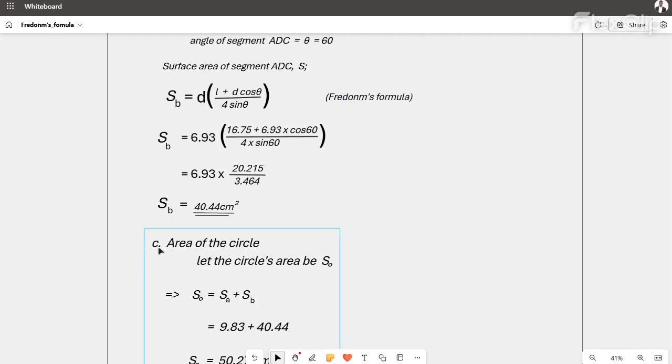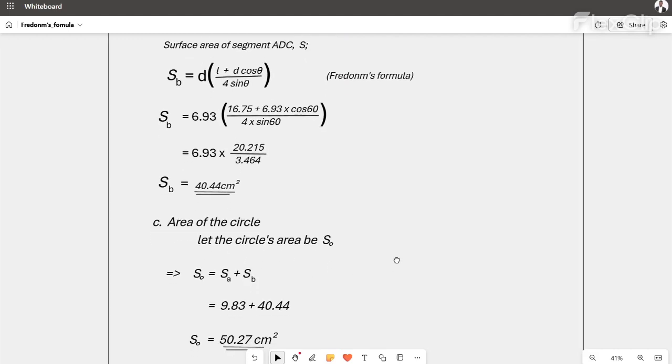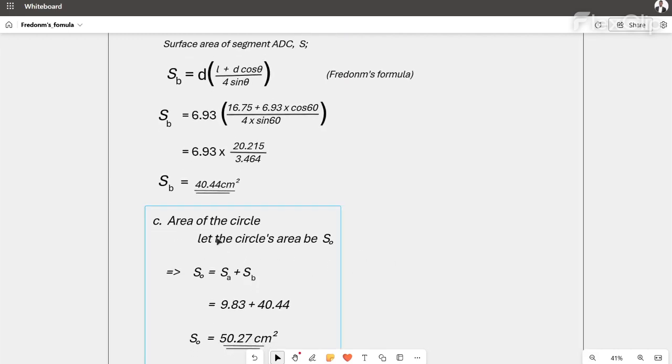Now let's solve question C, the area of the circle. Let the circle's area be S naught. This implies S naught is equal to SA plus SB, that is, the area of the major segment plus the area of the minor segment.